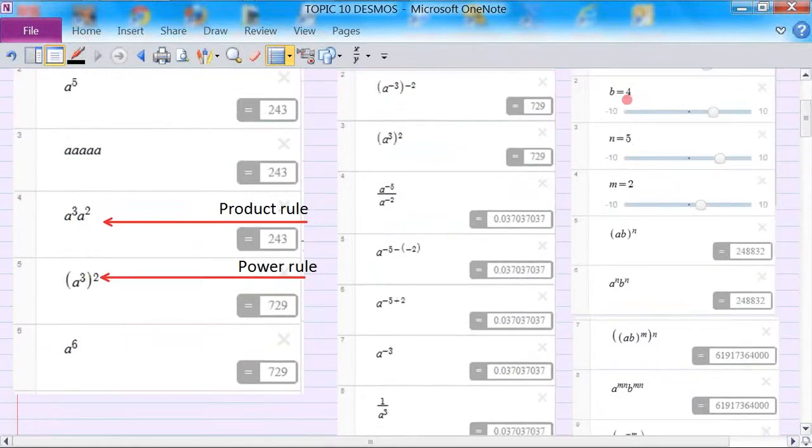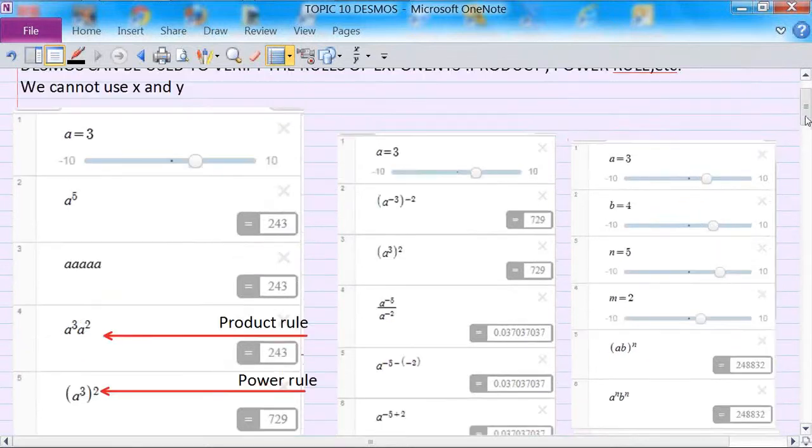Now we get to something a little more complicated. What we're going to do is have a and b. So we're going to say, we already know that, we look up here, a is 3, b is 4, and we're going to have m and n also defined. Now the numbers that I put in here, it doesn't really matter.